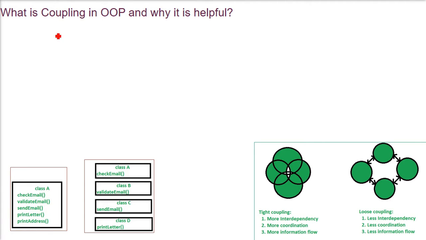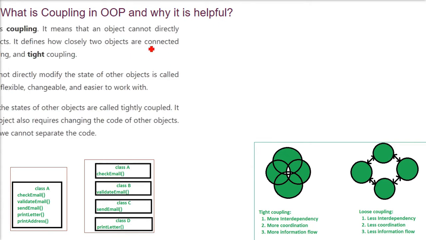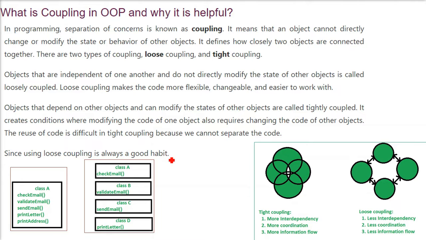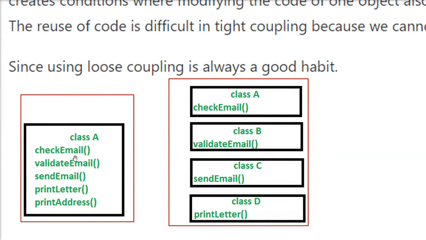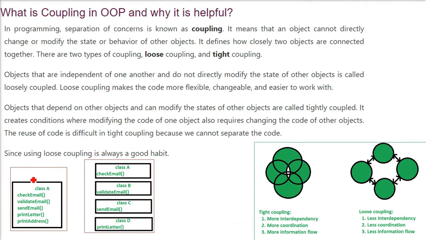What is coupling in object-oriented programming and why is it helpful? Let me tell you about an example here. This is a class A. Just assume that all these functions are related to email: check email, validate email, send email, like this. All functions are related to email.